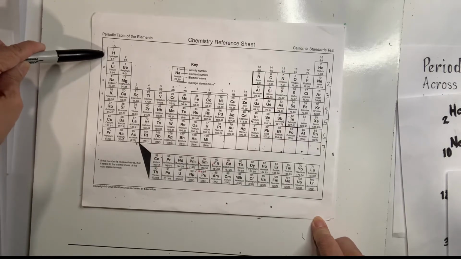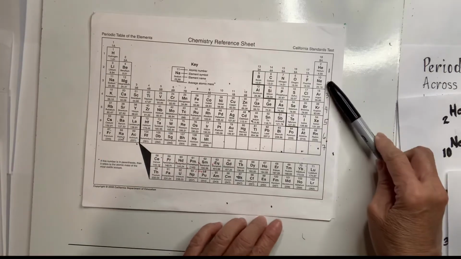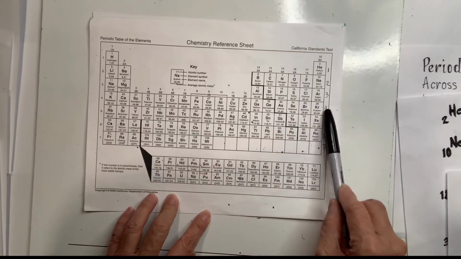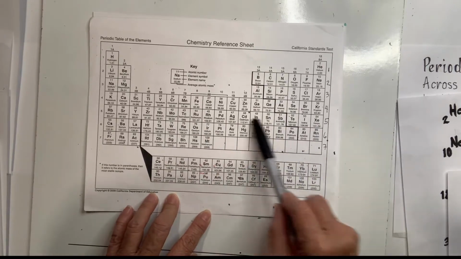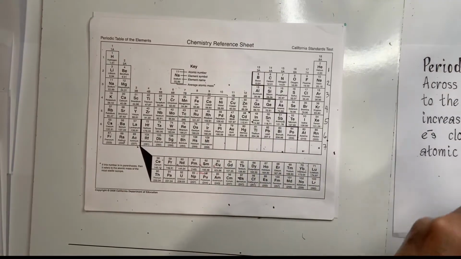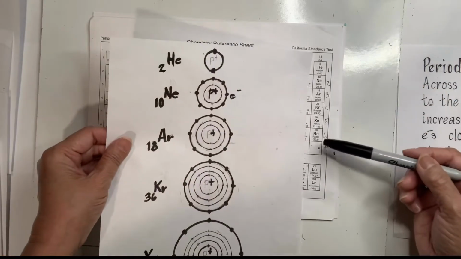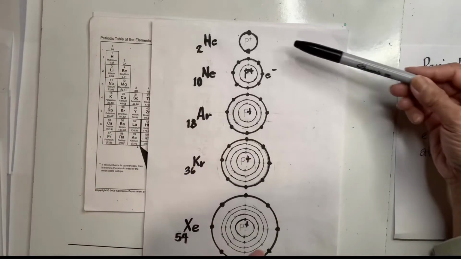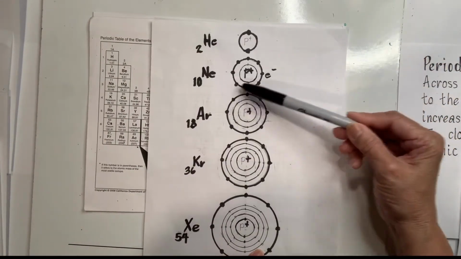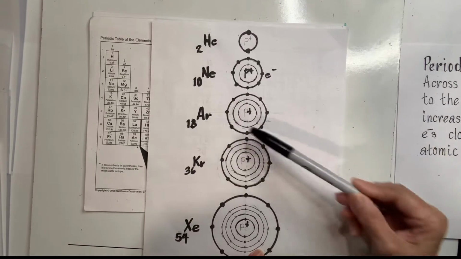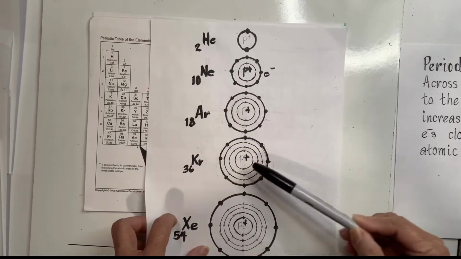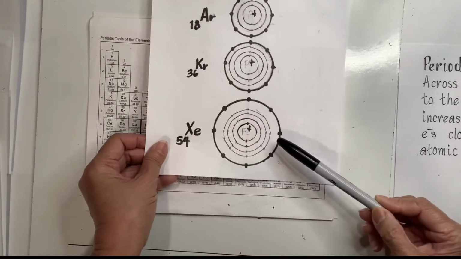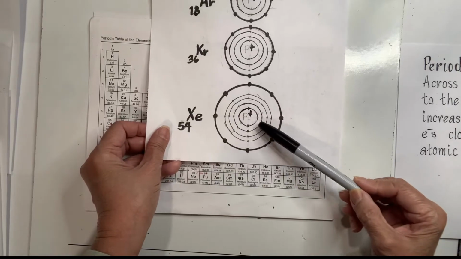Period 1 has 1 energy level, period 2 has 2 energy levels, period 3 has 3 energy levels, period 4 has 4 energy levels. So let us have an example. Let's have the group 8A. First is helium, and helium has 1 energy level, followed by neon, 2 energy levels, argon with 3 energy levels, krypton with 4 energy levels, and xenon with 5 energy levels.